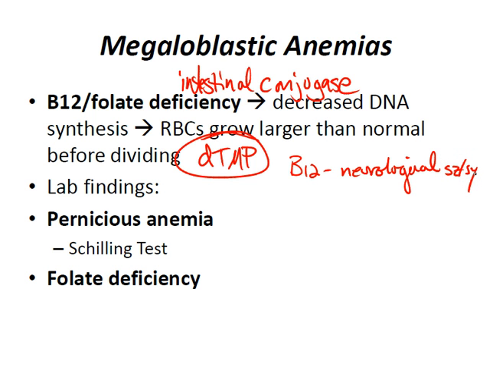Neurological signs and symptoms: you get a loss of dorsal column function, which leads to a decrease in vibration and position sense. You get a loss of the spinocerebellar tracts, which is going to lead to what? Decreased proprioception. Very good. And you get a demyelination of the lateral corticospinal tract, which leads to spasticity and weakness.